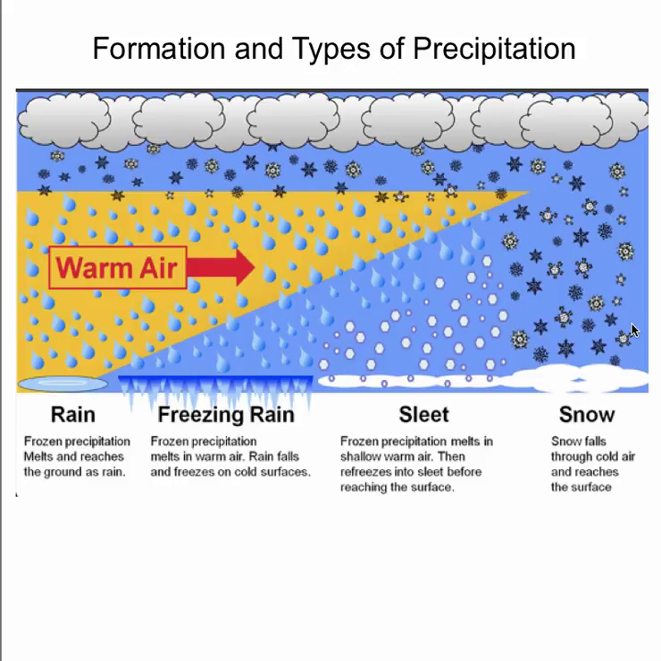This video is going to be about the formation and types of precipitation. This should be target 2C in our weather unit. As you can see in this picture here, there are many different types of precipitation.